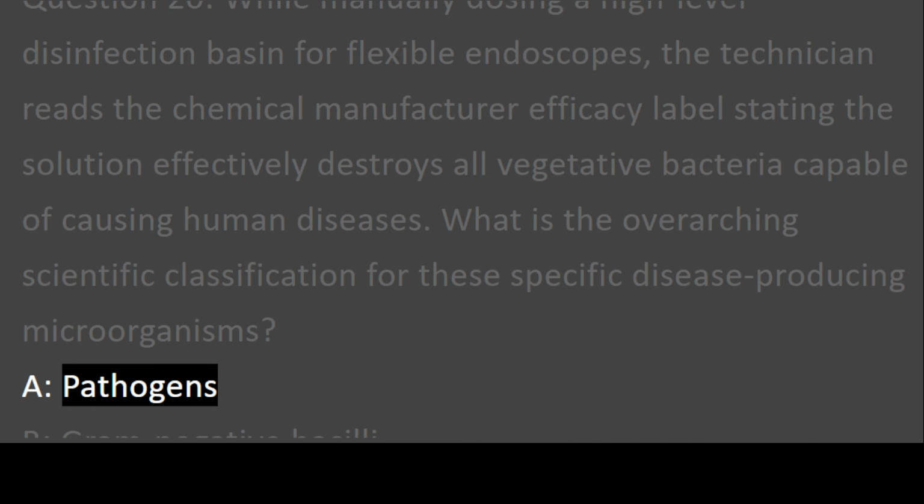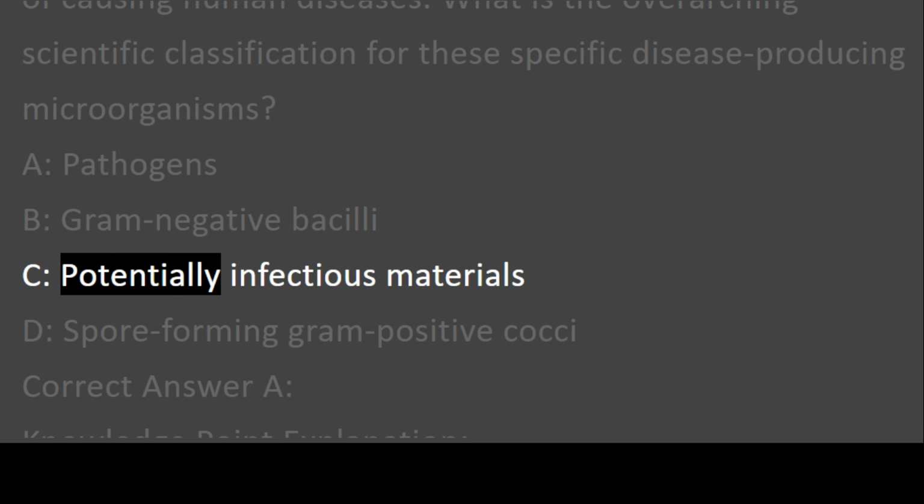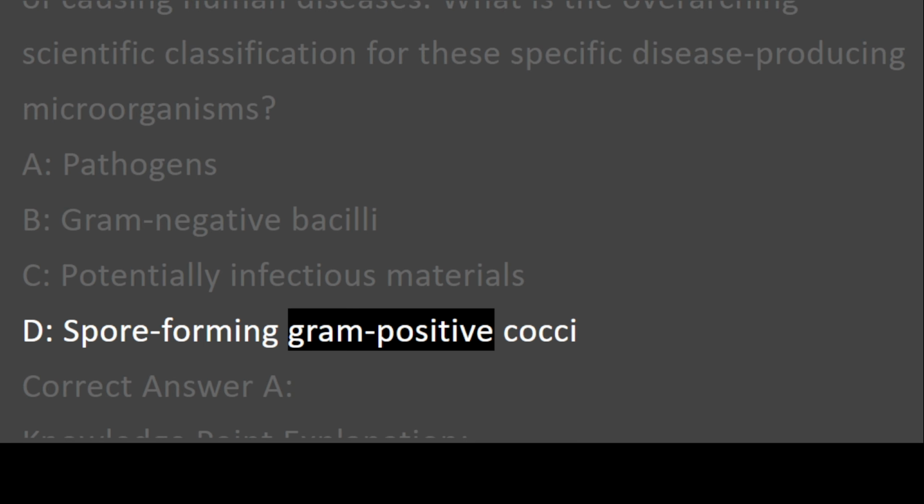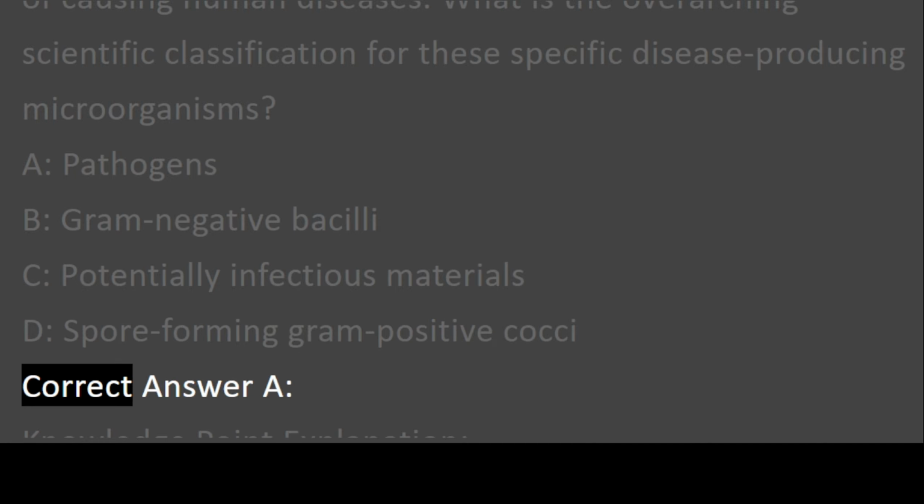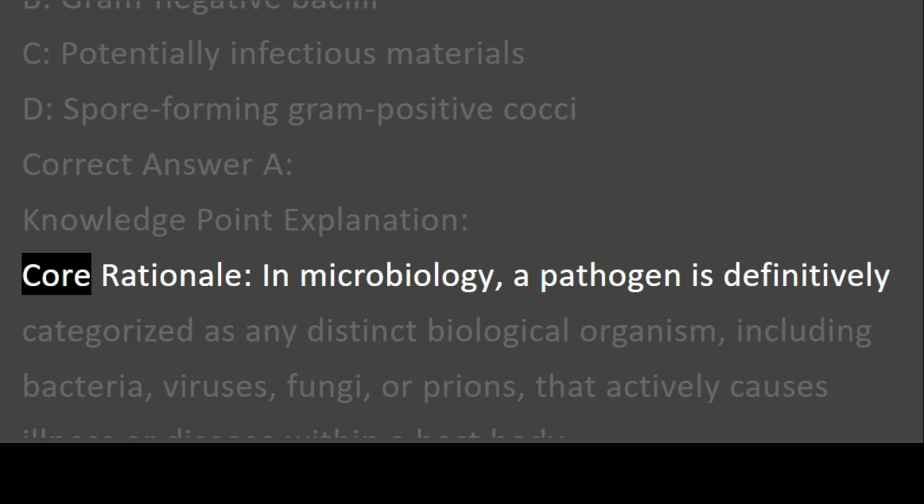A. Pathogens. B. Gram-negative bacilli. C. Potentially infectious materials. D. Spore-forming gram-positive cocci. Correct answer A. Knowledge point explanation. Core rationale.